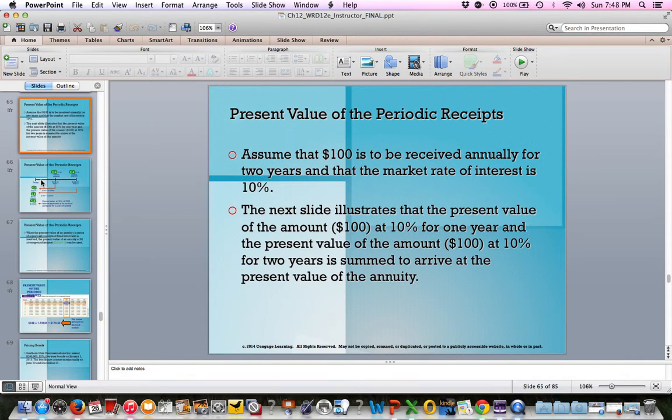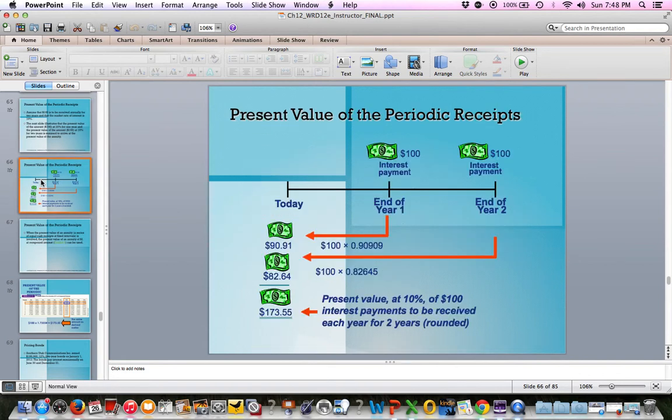The next slide illustrates the present value of the amount of 100 at 10% for 1 year, and the present value of 100 at 10% for 2 years. And so you can see how that turns out. So basically, what that annuity stream is worth. At 1 year, it's worth $90.91. At 2 years, it's worth $82.64. And then the sum of the two is $173.55.